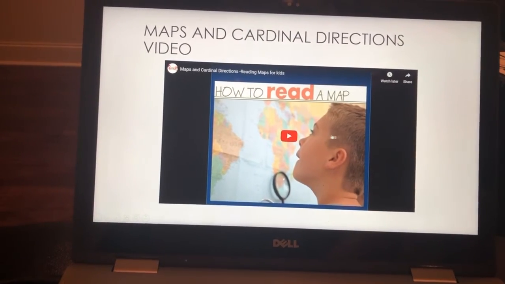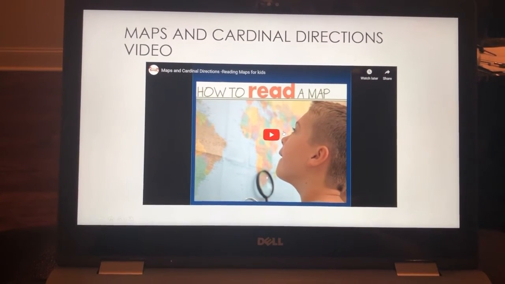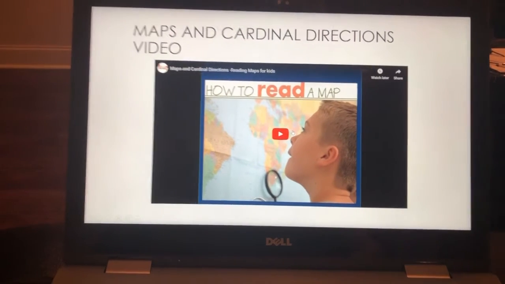Now we're going to be watching a video called Maps and Cardinal Directions to get an overview of what we will be learning today.